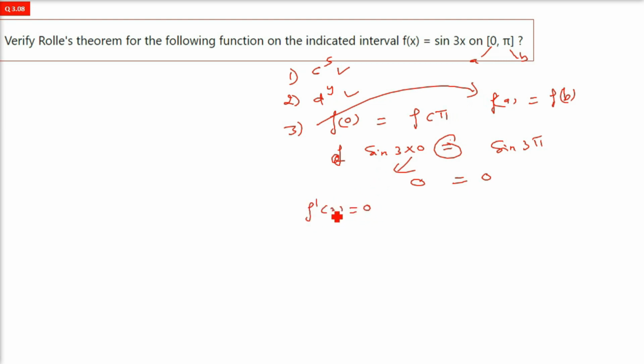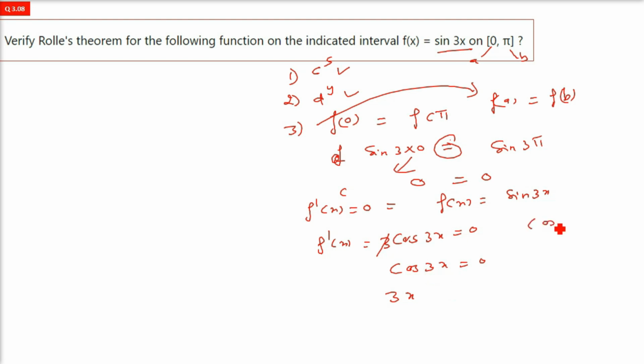Next is to differentiate this function and equate it to 0. Whichever value gives the derivative as 0, that is going to be c, and that c has to lie between 0 and pi. Let's verify that. We have sin 3x. Let us differentiate it first. The differentiation of sin 3x is cos 3x, and the derivative of 3x is 3. So 3 cos 3x is equal to 0. That means cos 3x is equal to 0.